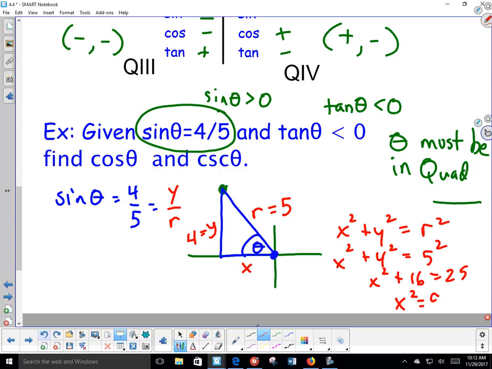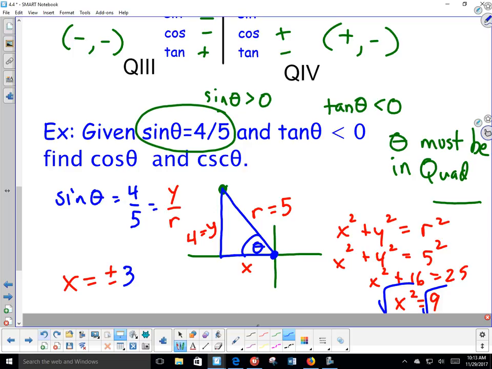X squared is 9, so x is going to be 3. Remember, we take the square root. But what do we have to remember when we take the square root? Plus or minus. So I need plus or minus 3. Do I want x to be positive 3 or negative 3? Look at the sketch. Negative, right? Because I'm going to the left.